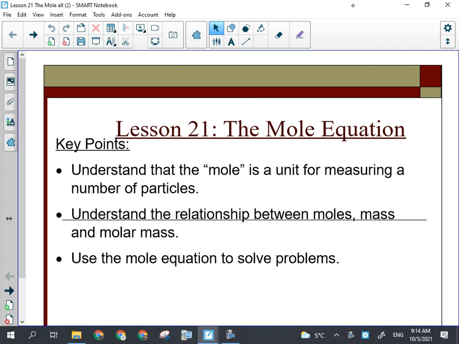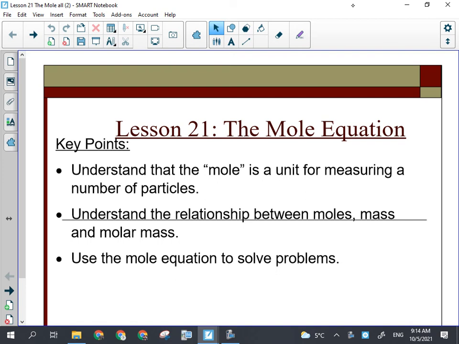The mole. Okay? You've seen Austin Powers. You can chuckle every time I say mole. Okay? It's funny.